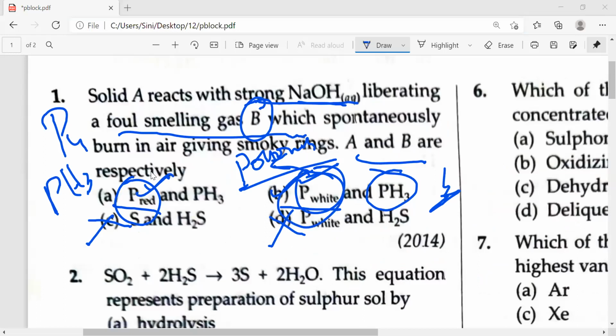Is it clear to everyone why we are using white and red? The keyword here is spontaneously. What does white phosphorus do? It undergoes spontaneous combustion in air. And the rotten smell is phosphine. So that's how we get the answer. Fine. Any doubt to anyone?